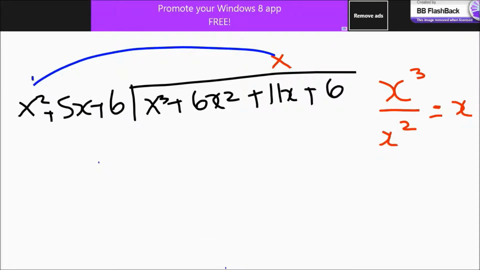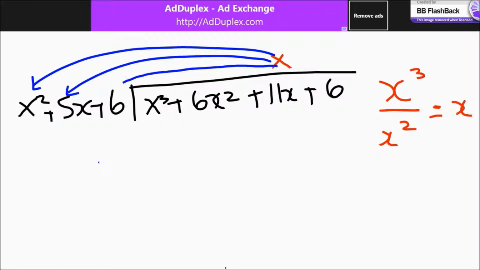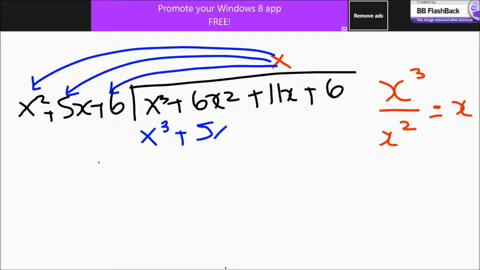Step 2. Multiply each term in the divisor by the quotient and put it underneath the dividend. Underneath the dividend will be x times x squared, which is x cubed, x times 5x, which is 5x squared, and x times 6, which is 6x.